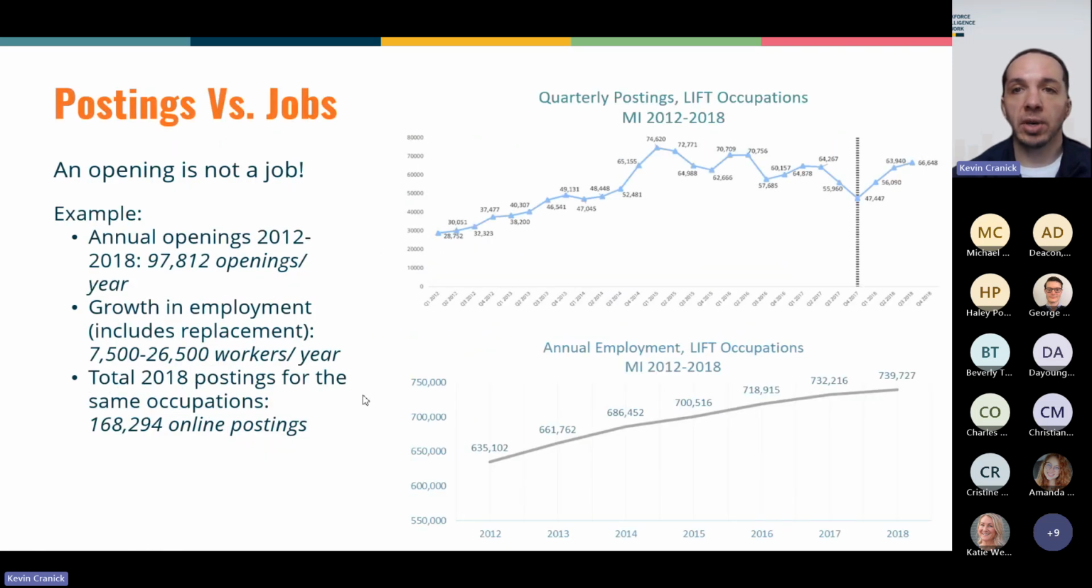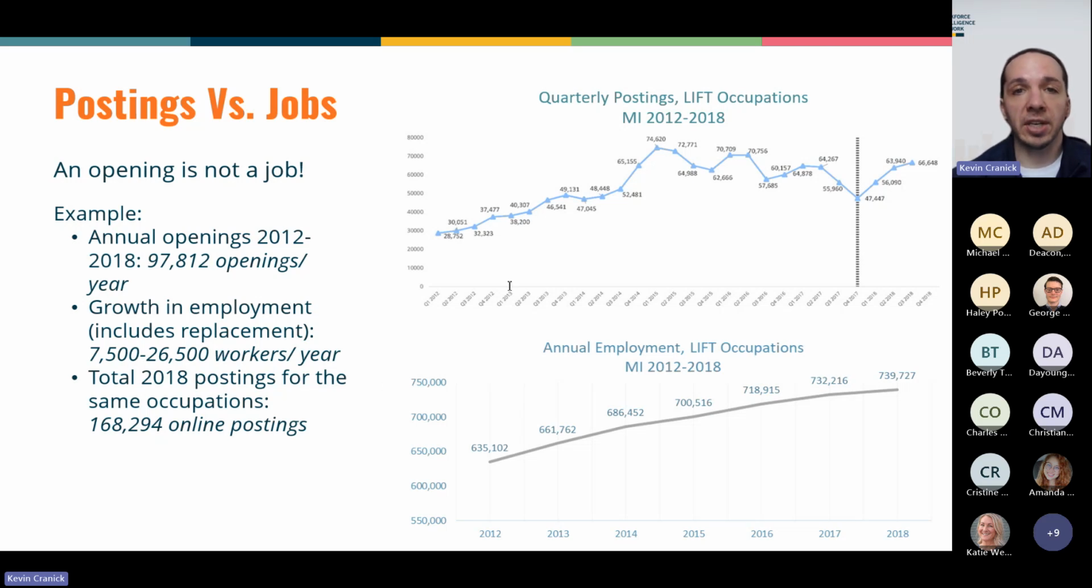And then we also wanted to provide some definitions regarding job openings and job postings. There does tend to be a lot of confusion. I know when I first started at WIN and workforce data was somewhat new to me, it took me a little bit to latch onto the various definitions and have a better understanding.